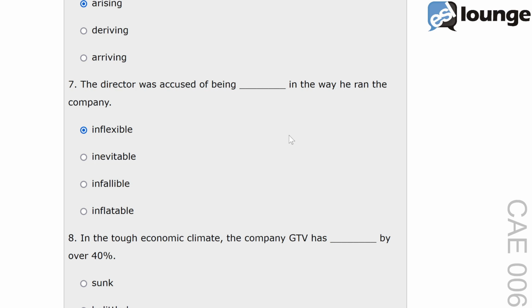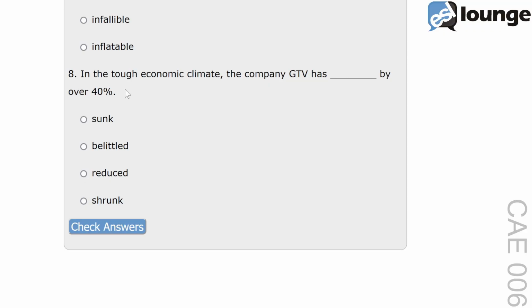And now the last one, question 8. In a tough economic climate, the company GTV has blank by over 40%. The options are sunk, belittled, reduced, and shrunk. The correct answer is shrunk.